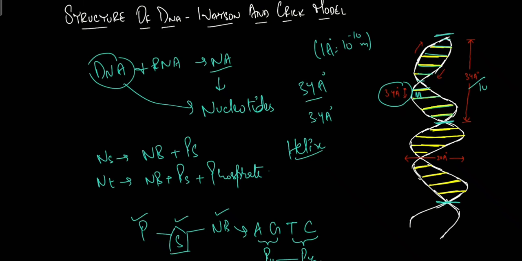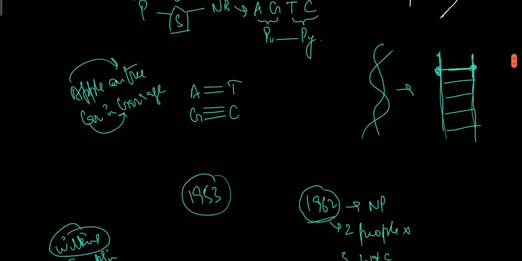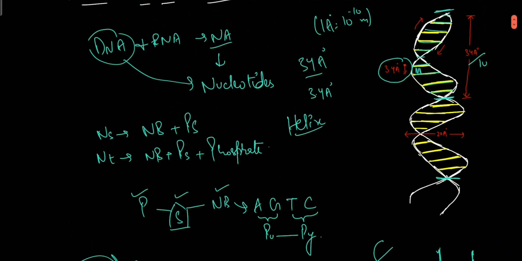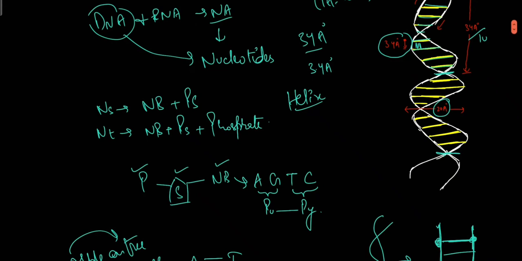Alright, and if we twist this ladder, there will be a constant diameter of this helix. That diameter is 20 angstrom. This is something said by the Watson and Crick model: the diameter of the DNA is 20 angstrom.